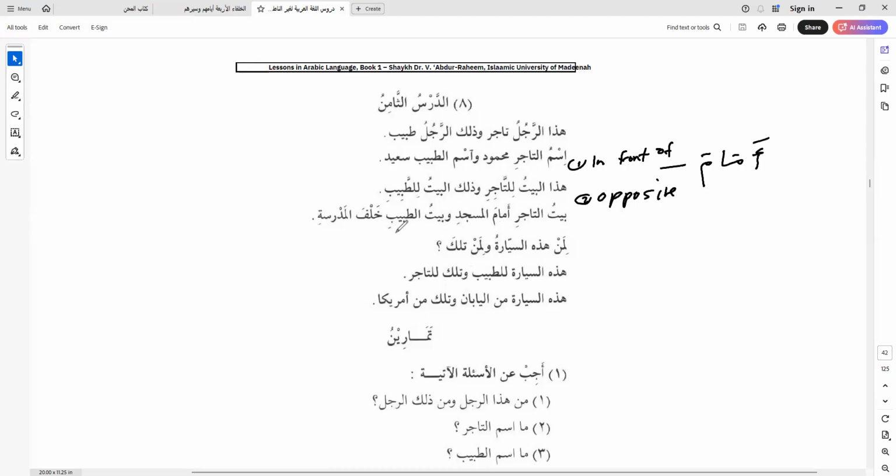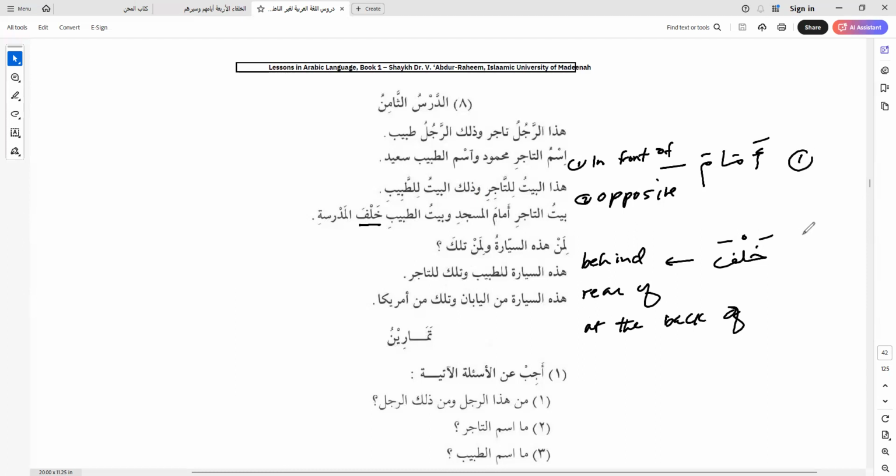وبيت الطبيب, and the house of the medical doctor, خلف المدرسة. خلف, behind, or the rear of, or at the back, at the back of. So khalfa, at the back, or behind, or rear of. So we have two important words here. Amama, khalfa.